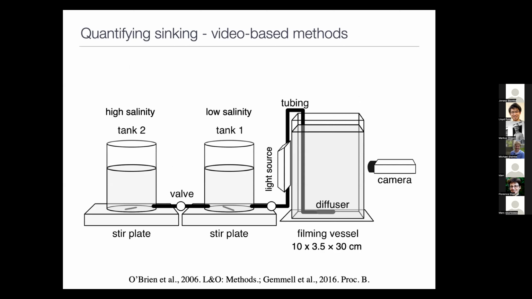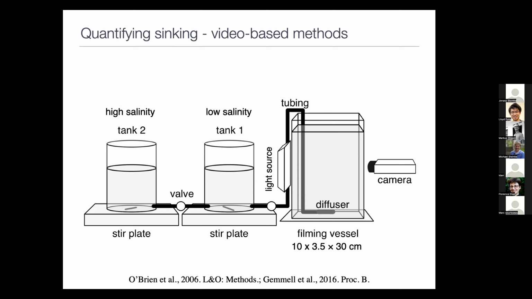So more recently, we and others have used a video-based method, and the advantage of this method is that it actually allows us to track individual cells in real time. This is a schematic of the setup that we use. Most of the work I'm going to be showing uses this setup. We have a filming vessel, and this is quite large with respect to the diatoms. We use one 10 by 3.5 by 30 centimeters, and we introduce the diatoms close to the center of the top of this filming vessel, and we watch as they sink through near the center of the tank. And the advantage here is that we're far from any walls, so we minimize wall effects.